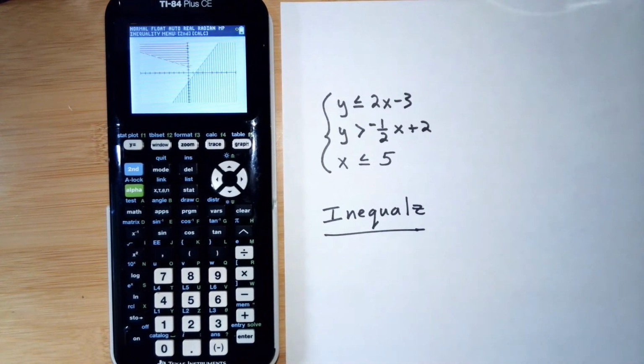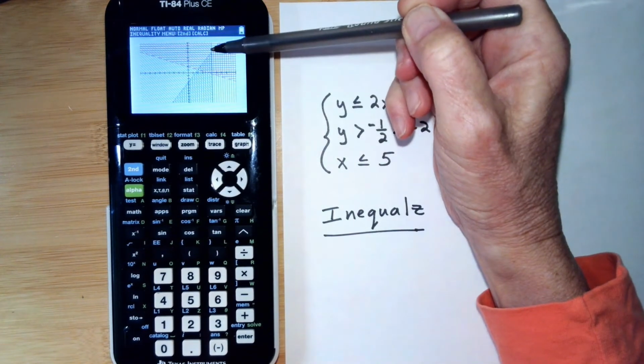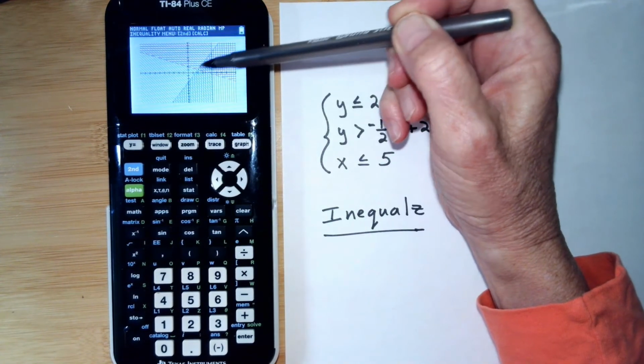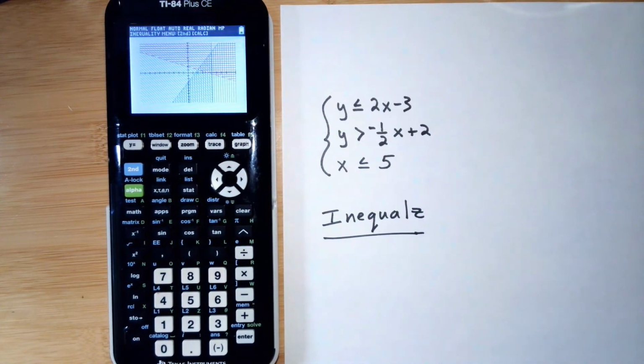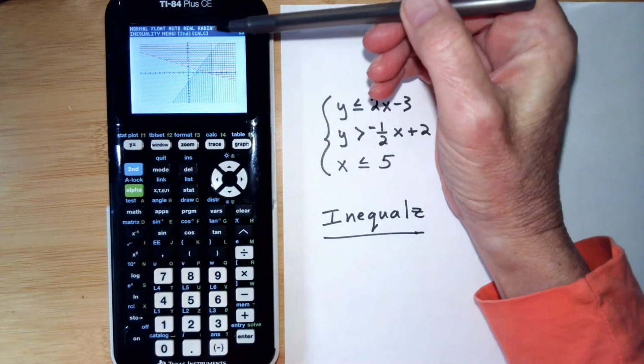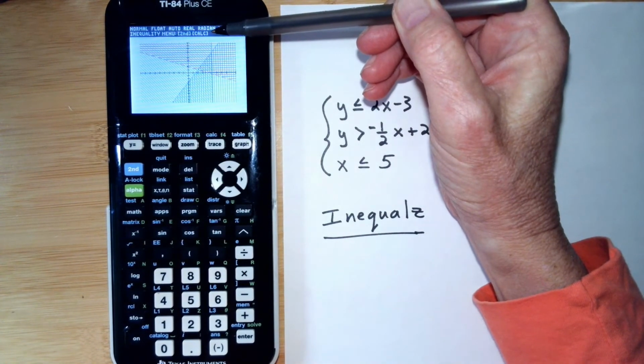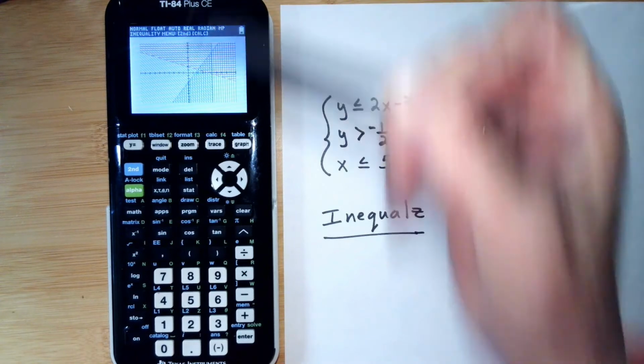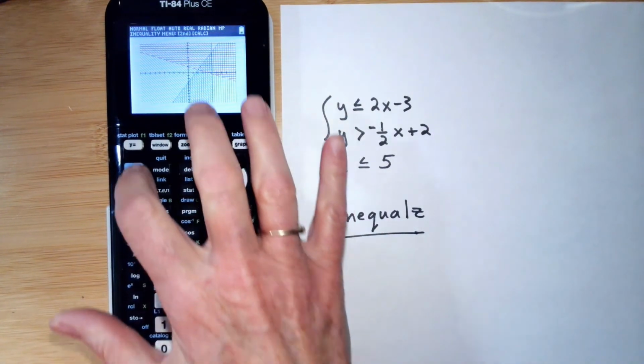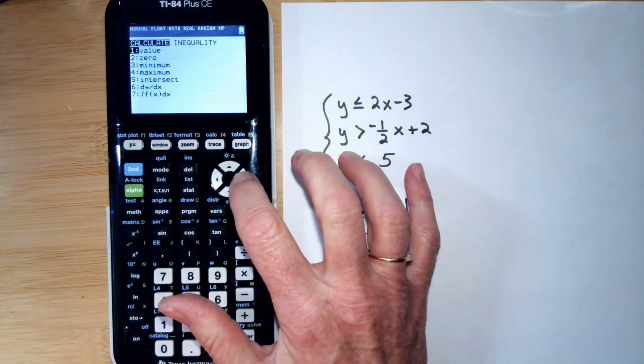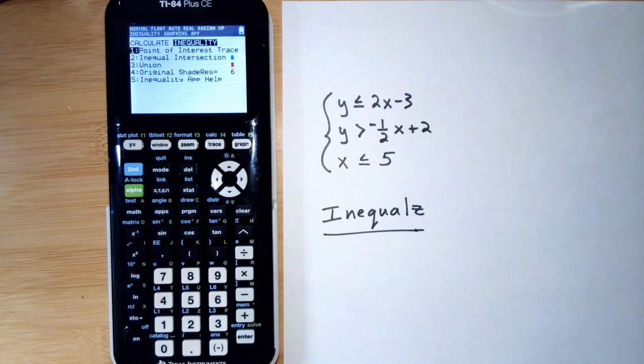There's the first inequality, the second, you can see the dotted line, and then there's the third. Now, in this case, I can pretty much see that what I have as my intersection is this triangle, but sometimes it can get a little messy the more inequalities you have. So if you notice up here, it says inequality menu is second calc. So I'm going to type in second calc, and to the right, there's that inequality menu.